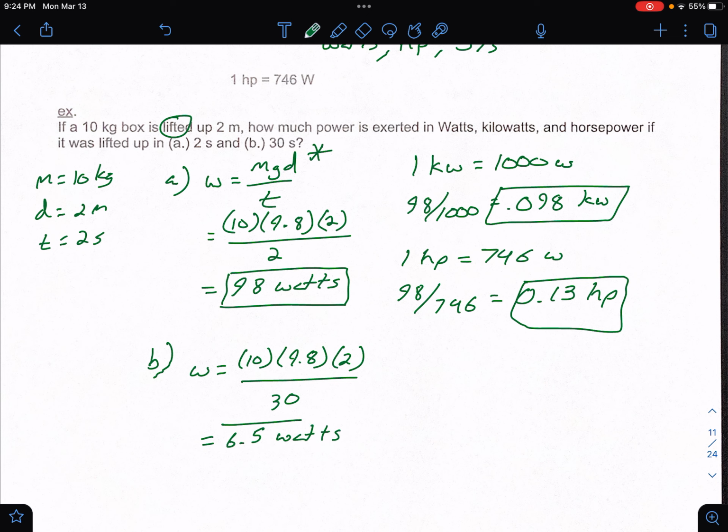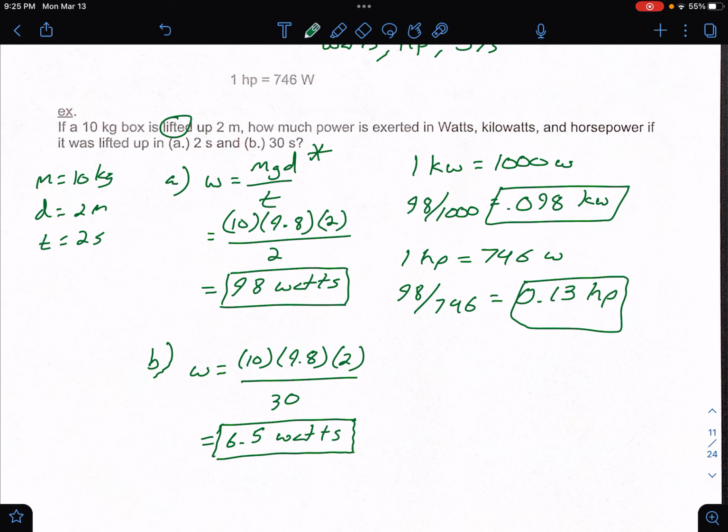Which should make sense, because power is the amount of work done over a certain amount of time. If it takes you 30 seconds to get it done, that's not very much power, versus something that you can get done in 2 seconds. That requires a lot more power. Okay, so that is my first answer, 6.5 watts.